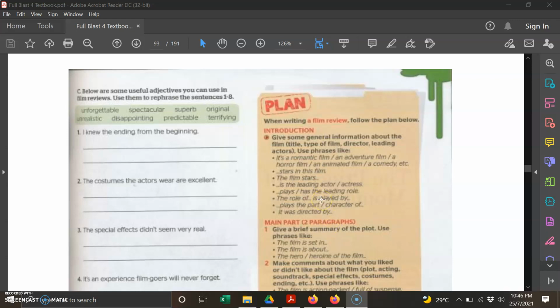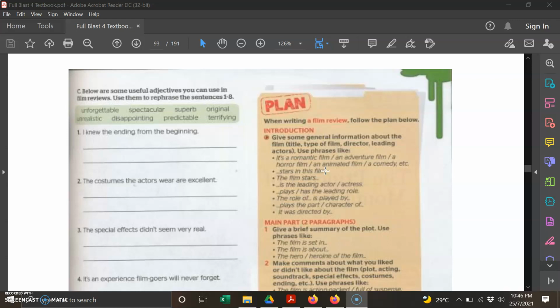Okay, what to write in the opening paragraph? So here you need to give a brief introduction of the film that you are about to review. So here the notes say that you need to give some general information about the film. Kamu perlu berikan sedikit maklumat umum tentang filem berkenaan. For example, title, tajuk, type of film, jenis filem. Is it a horror story, romantic movie, animated film, comedy, action-packed, adventure? Director. Who is the director? And leading actors. Leading actors means pelakon utama.